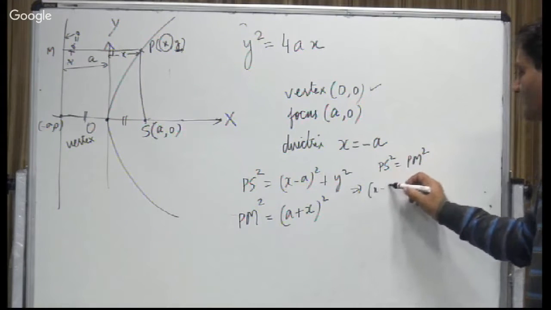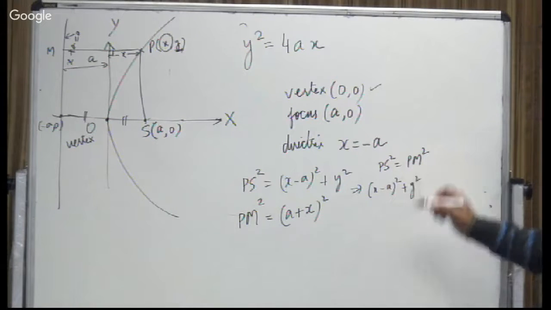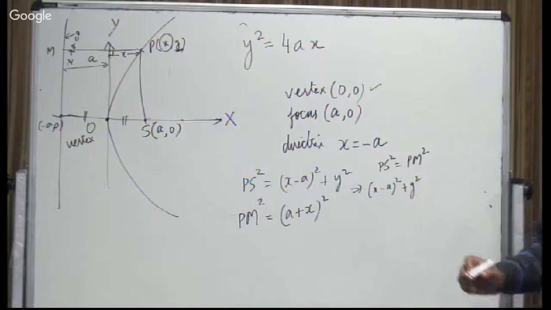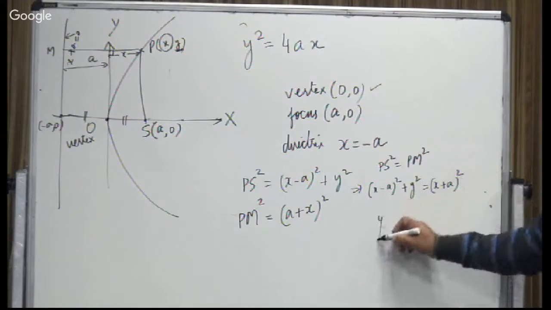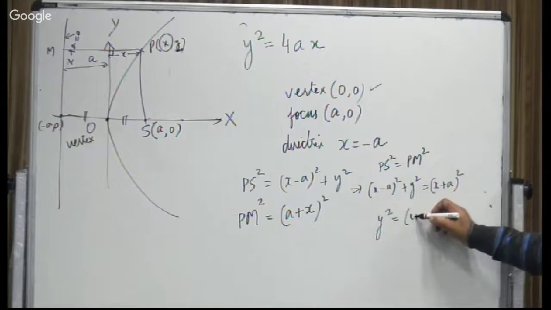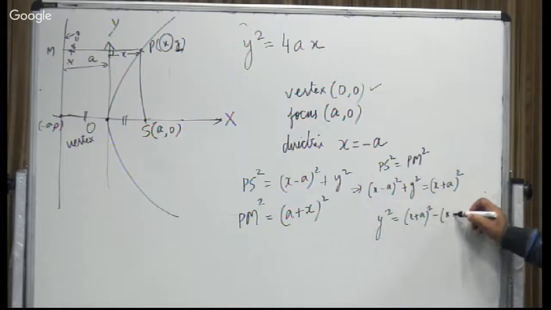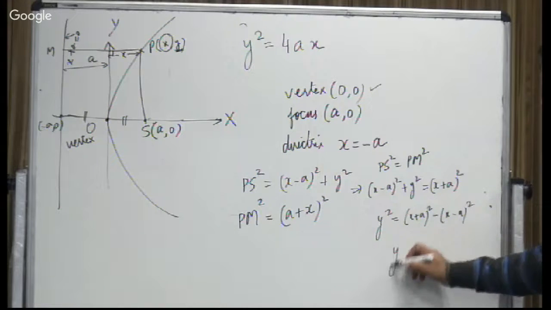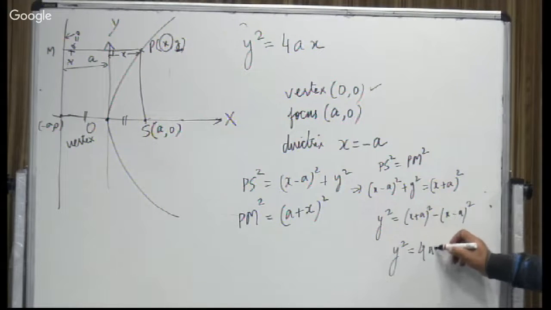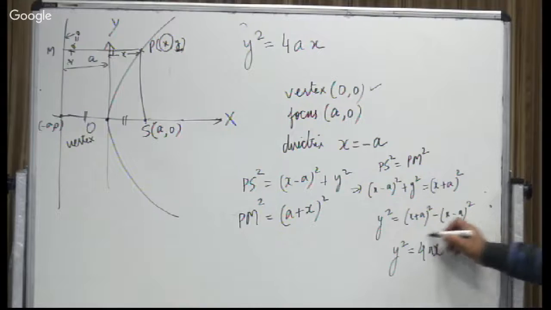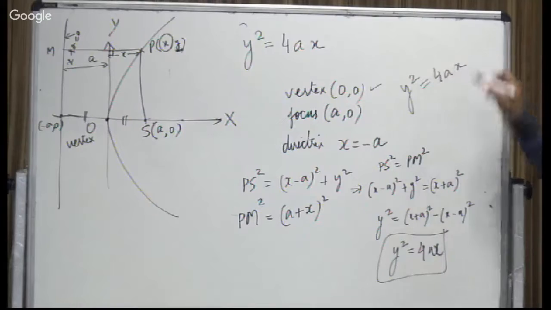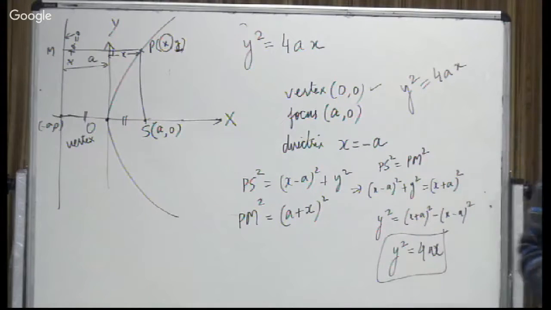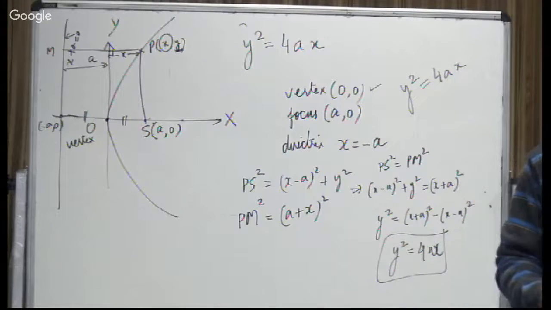So x minus a whole square plus y square is equal to x plus a whole square. Now solving this, what will you get? y square is equal to x plus a whole square minus x minus a whole square. So y square is equal to 4ax. This is one of the standard forms of the parabola. Is that clear to you?